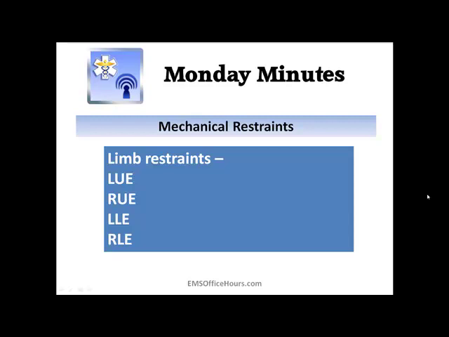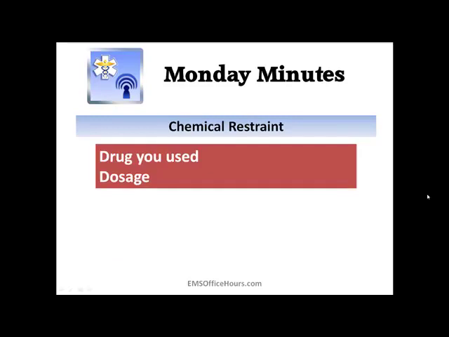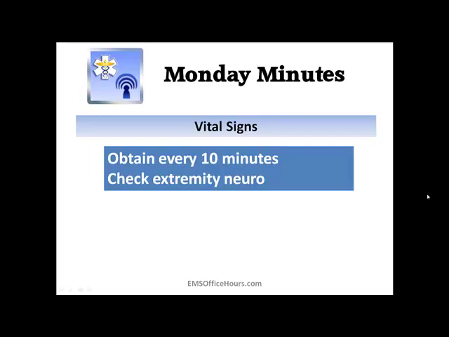Okay, and at times, a doctor might also give you chemical restraints. Now, some places let you do chemical restraints, others don't. It depends upon your system, right? But if you can give chemical restraint, make sure you document the drug you use, the dosage, and the time you gave it. Also document the effects that the drug had, or no effect that the drug had. When you do it, guys, no matter which way you do it, chemical restraint or mechanical restraint, make sure you keep doing your vital signs every 10 minutes like any other patient.